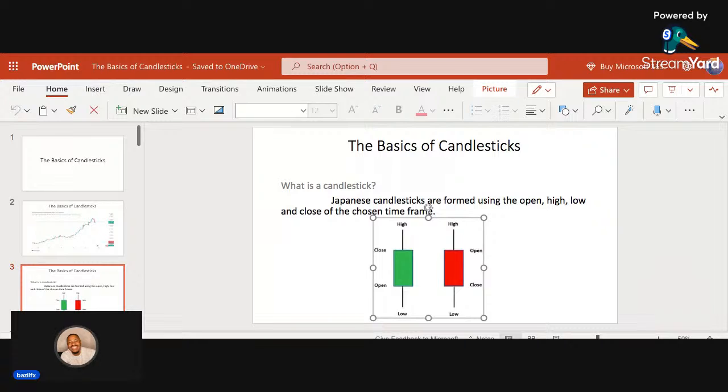So guys, those are the basics of candlesticks. That's how the candle opens and how it closes.